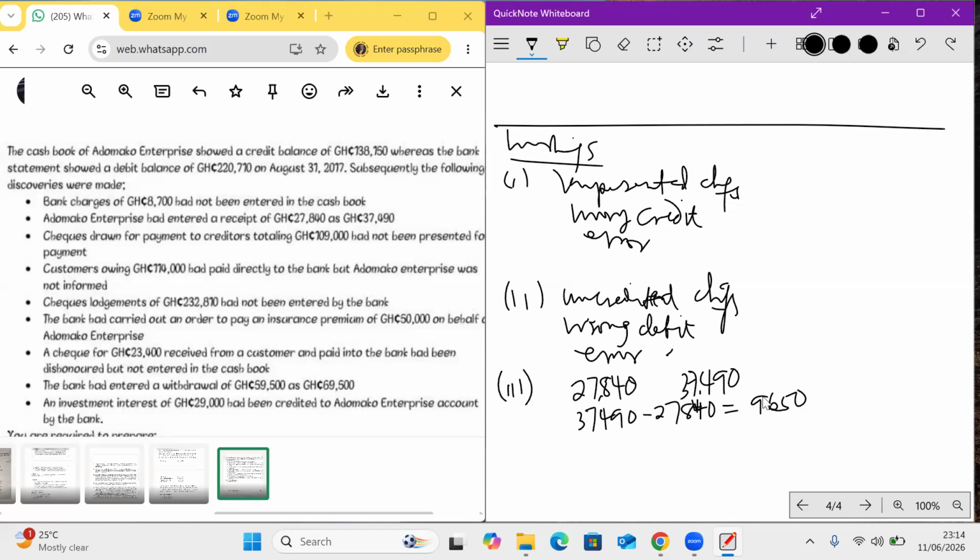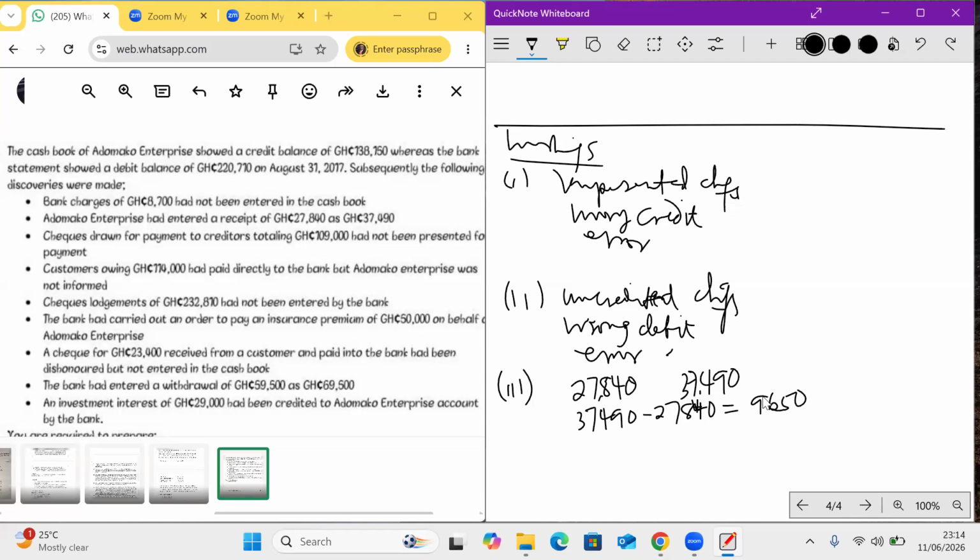The first one they wrote it, so you can easily tell. But here they will not write it. The first one, bank charges of 8,700 have not been entered. Because it's a format, you can say it's just here. But the second one is not like that. You have to ask yourself which of the two books is affected by this transaction. It's the cash book, because Adomako has control over the cash book, whereas the bank has control over the bank statement. So Adomako cannot go and enter a receipt on the bank statement. So it's the cash book.